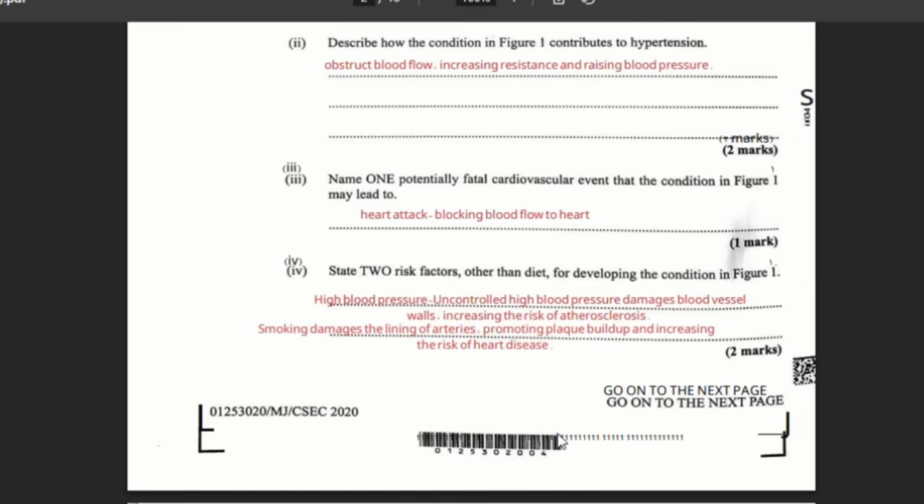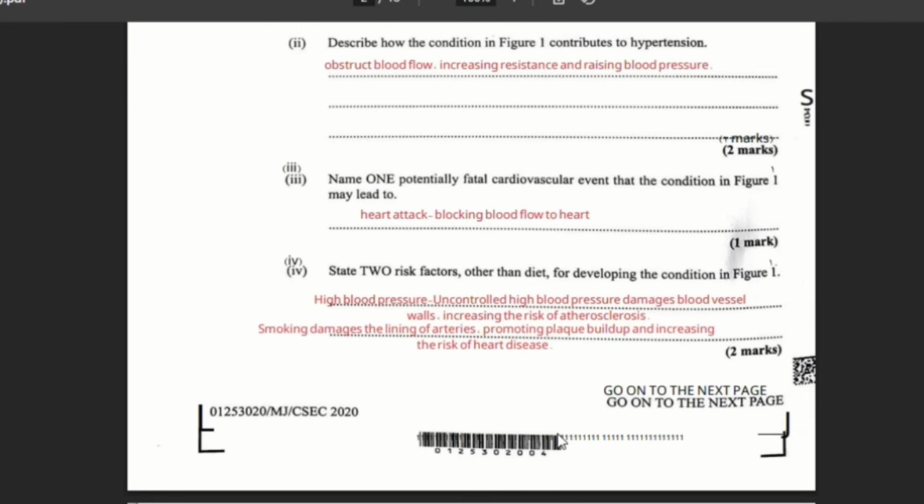Uncontrolled high blood pressure would damage the blood vessel, increasing the risk of atherosclerosis. And then also smoking. When you smoke, it contributes to damaging the lining of the arteries, promoting plaque buildup, and also increasing the risk of heart disease. So these are two other risk factors that you can mention other than diet.